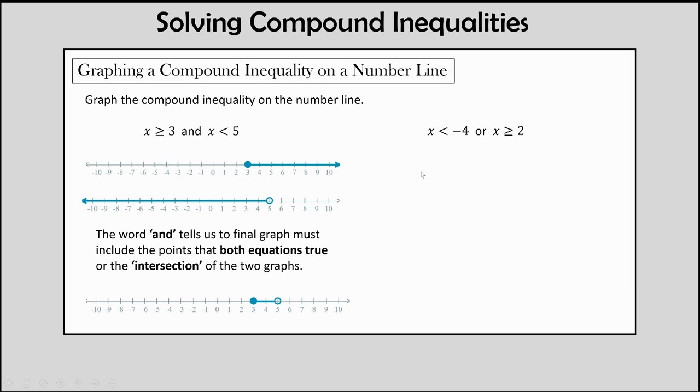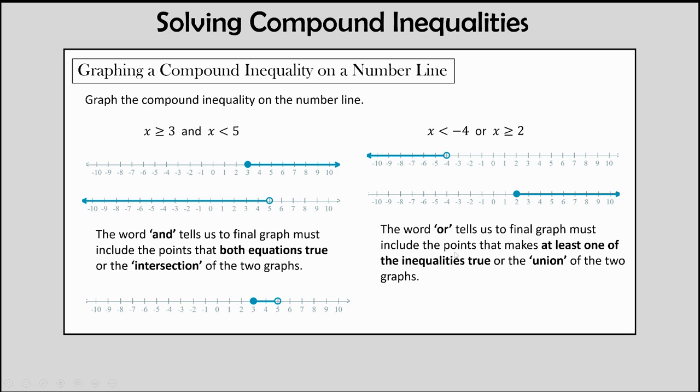Again, what I'll do is graph each of these separately on number lines. So here is X is less than -4, and here is X is greater than or equal to 2. Now, "or" says as long as our answers make one of these two true, then it's part of the answer group. So "or" says the final graph must include points that make at least one of them true, which is a union. So when I think of "or," I think let's push the two graphs together, and then everything that's in either of the two graphs gets included in the final.